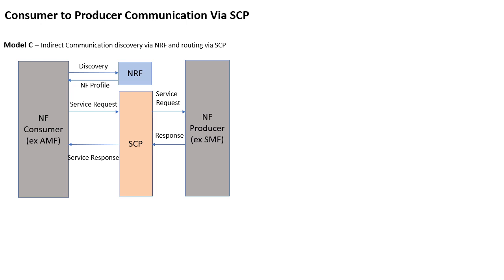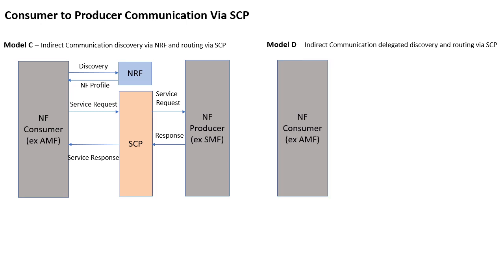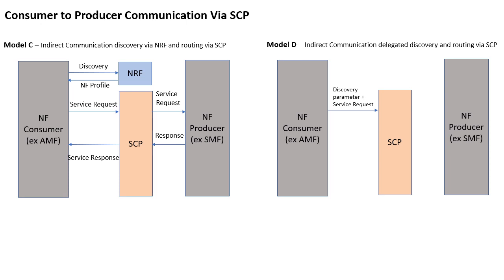Now there is another model called Model D, indirect communication with delegated discovery. Let's say we have the consumer AMF again wanting to talk to SMF, but now the AMF will not talk to NRF directly for network function discovery. It will send the discovery request to the SCP. So it will send the discovery parameters plus the service request, both, to the SCP. Now SCP will talk to NRF. The consumer will not directly talk to NRF.